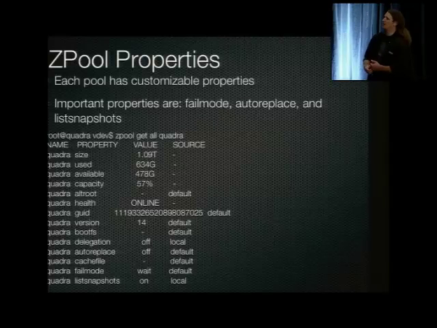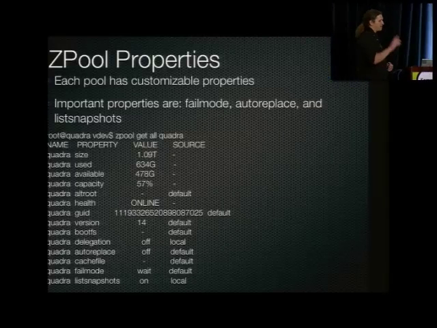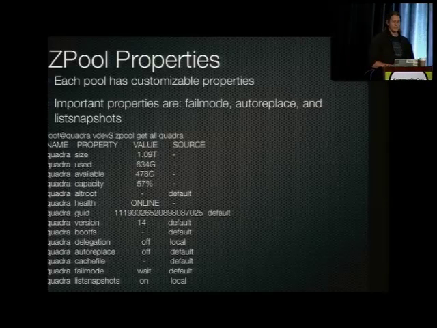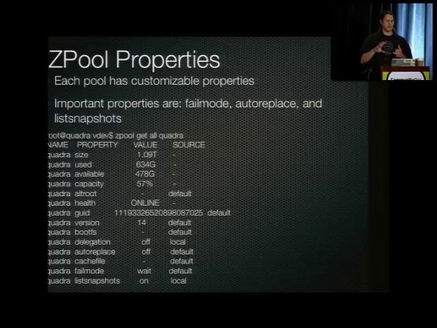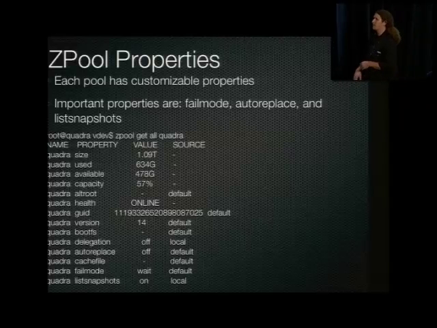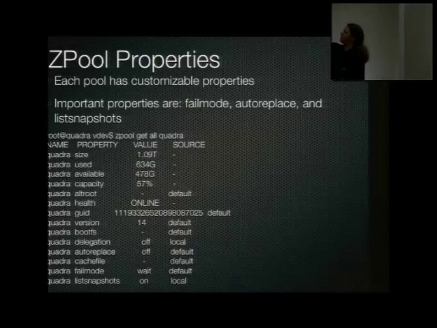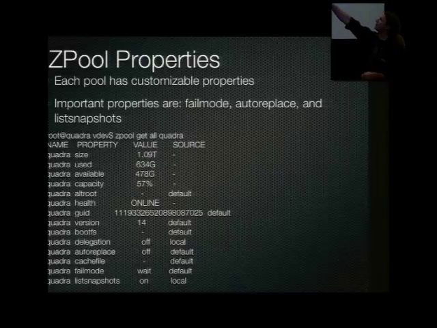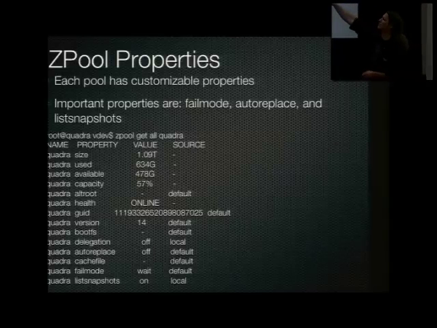Okay, so zpool properties. Pools do have properties. It's not something you look at very often, but they do in fact have properties. And there are some very important properties to understand: fail mode, auto replace, list snapshots. And we can see here some of the properties associated with the pool. You notice the first one, size, 1 tera, used, 634 gigs, available, 478 gigs, capacity, 57%.